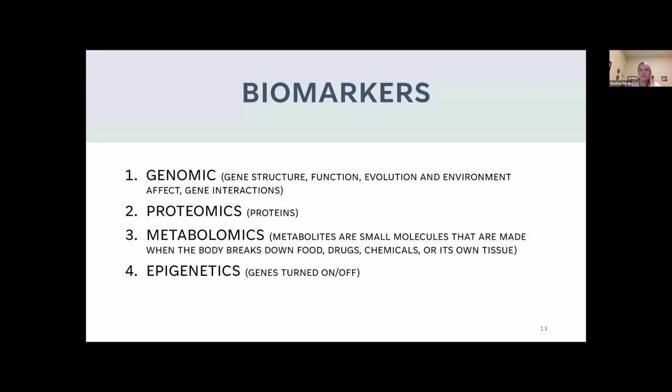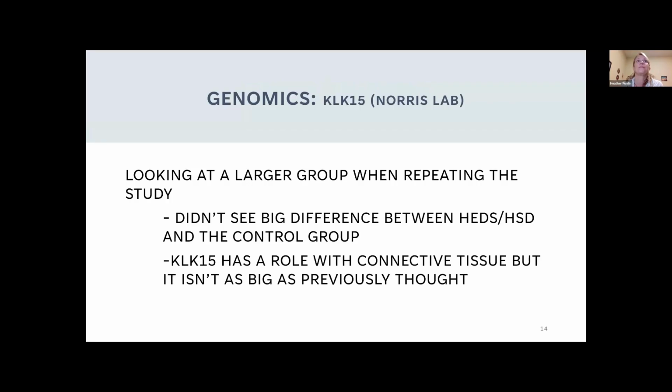And then epigenetics. So in other words, a gene being turned on or turned off by something. So maybe it's hard to find because the gene's turned off. And so they're looking at some of that stuff.